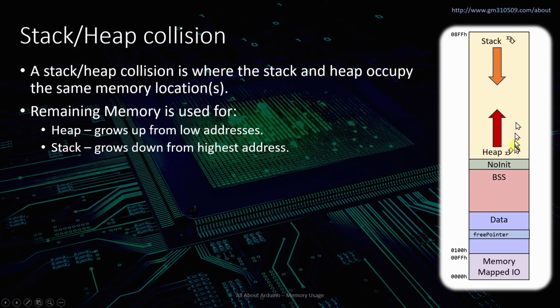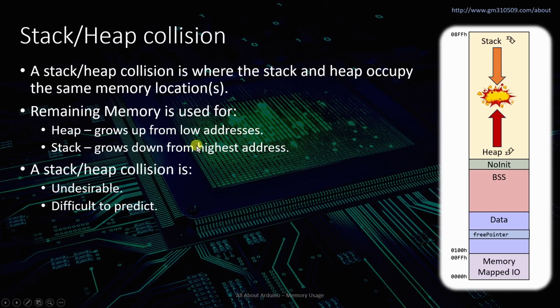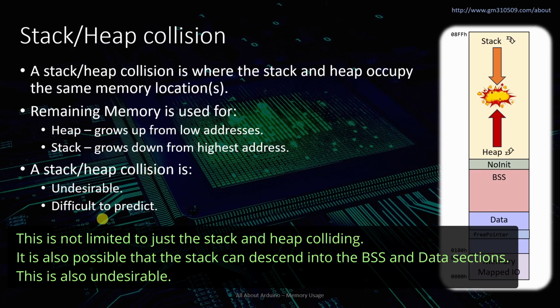So just in case these two arrows pointing to each other weren't very clear, hopefully these ones are a bit clearer, because eventually you could get a situation where they overlap. And like most collisions, it's undesirable and they're difficult to predict. Things are allocated dynamically, they grow and they shrink.